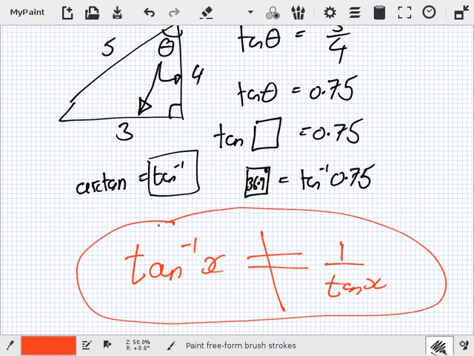So, for goodness sake, please don't make this mistake, okay? Don't do this. Tan inverse is not the same as 1 over tan. That's why I actually like using arctan, because you could never make that mistake, but your calculator doesn't display it as arctan, it displays it as tan inverse.